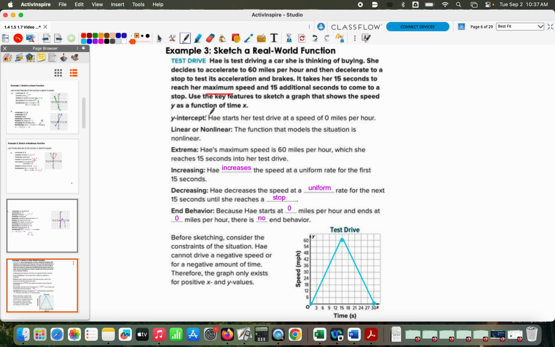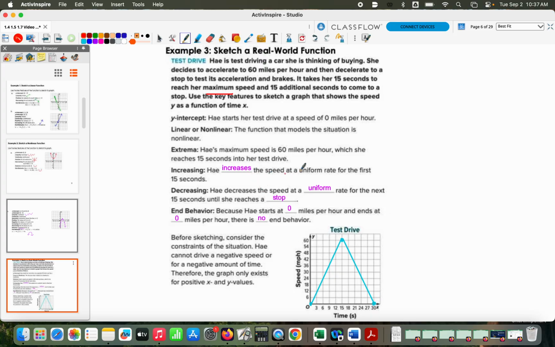And let's see what we got. So y-intercept, she starts her test drive at 0 miles per hour. So we got different times and different speeds. So yeah, at time 0, she's going 0 miles per hour. It's nonlinear in this case here. I know these look like lines, and they are, but this would actually be like an absolute value function. It's one line, then a second line.